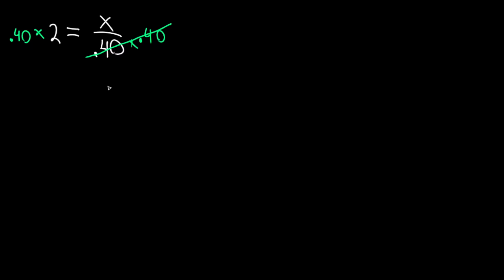So on the right side, we're left with just our x, which is what we want. And on the left side, we have 0.40 multiplied by 2. And 0.40 multiplied by 2 is 0.80. And that's our x. We'll do one with some fractions.